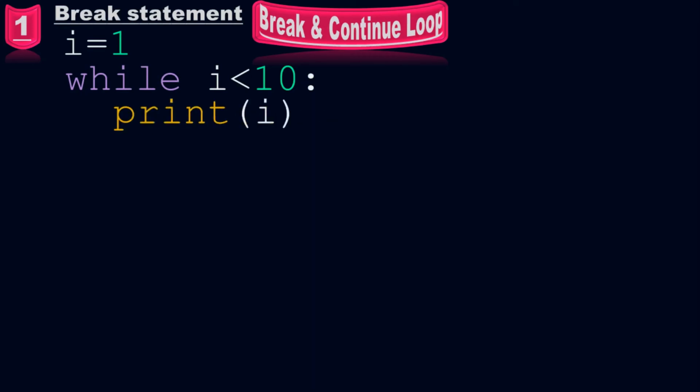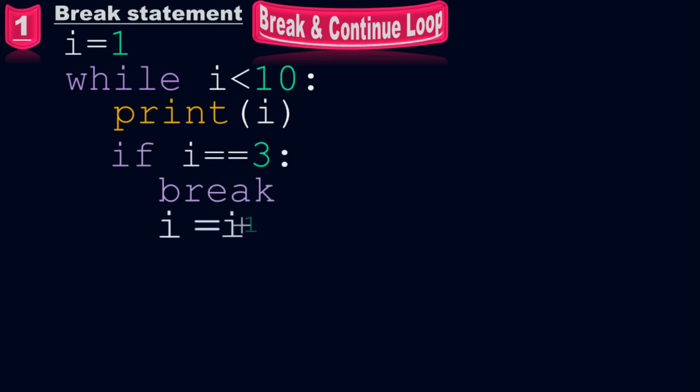Let me take again the same example. In some resources, in some books, in some lectures, you may come across i equals 1, while i is less than 10, print of i. If i equals 3, then give a break statement, and then pass the forward looping formula, which is i equals i plus 1. With this formula, i plus equals 1, when you run it, you will get exactly the same output, 1, 2, 3.